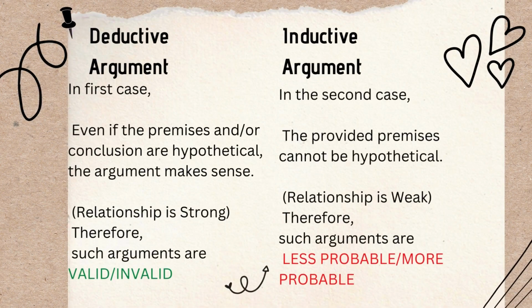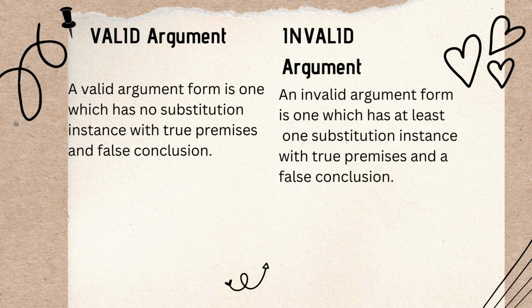This is the definition which we saw in classical logic: valid or invalid for deductive arguments, and less probable or more probable for inductive arguments. We are using only deductive arguments in symbolic logic, so the case will be a valid argument or an invalid argument. What is the difference? A valid argument is one in a form which has no substitution instance with true premises and a false conclusion. That case, where all the premises are true and the conclusion is false, is not the case in a valid argument. It is the case of an invalid argument.